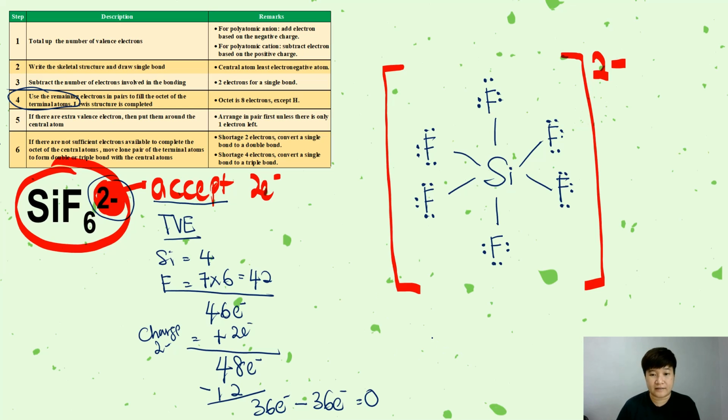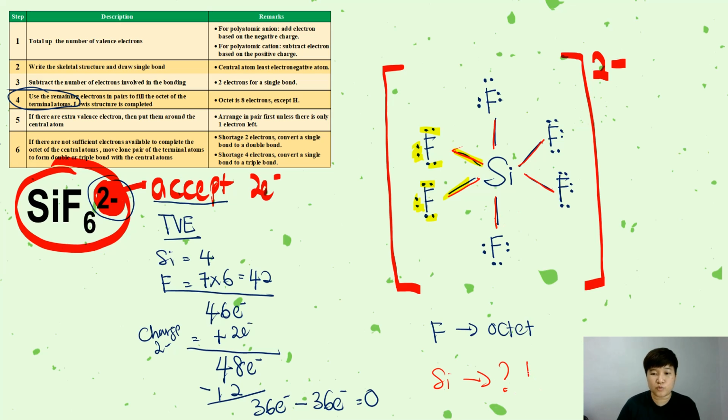Check the octet. Obviously, every fluorine is octet. Why? We just made it octet. If you remember, 2, 4, 6, 8, and every single one of them is the same. So every single fluorine is octet. But is your silicon octet? Your silicon right now has single bond, single bond, single bond, single bond, single bond, single bond. 6 single bonds.